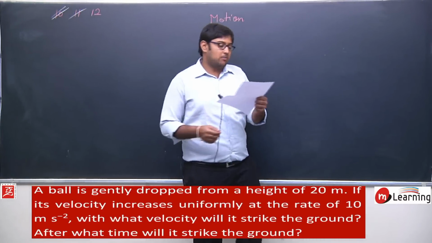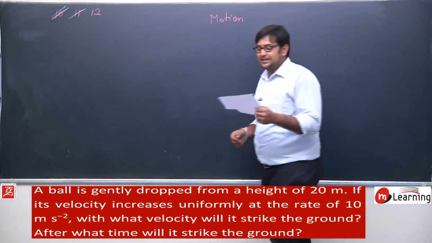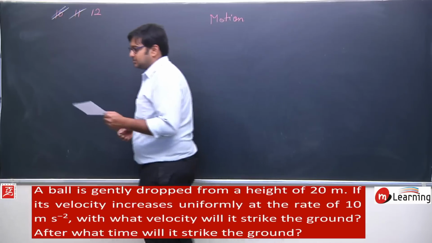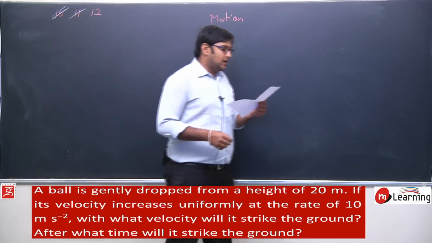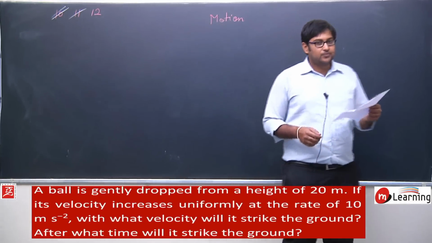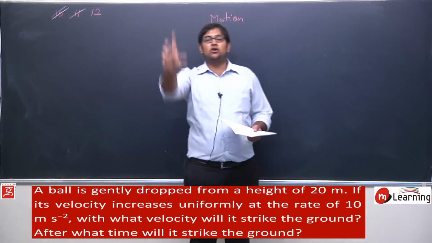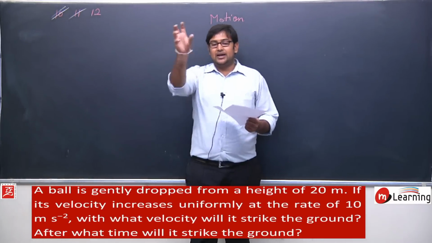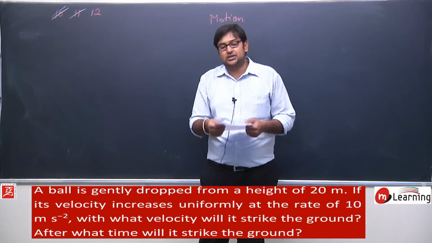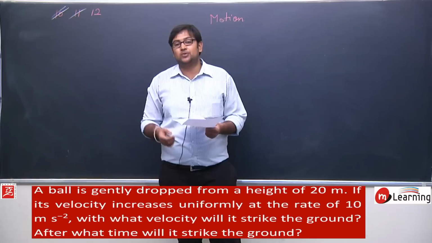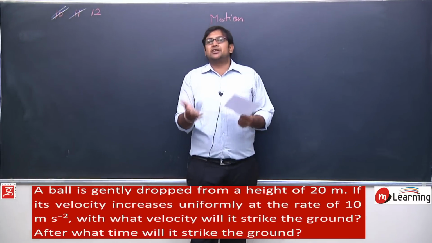It says a ball is gently dropped from a height of 20 meters. If its velocity is increasing uniformly at the rate of 10 meters per second square, then with what velocity will it strike the ground and after what time will it strike the ground? So the question is easy. It says that I am dropping a ball from a height of 20 meters and as soon as I drop the ball, its velocity is getting increased at the rate of 10 meters per second square. Now you may wonder why this velocity is getting increased. It is because of the gravitation.